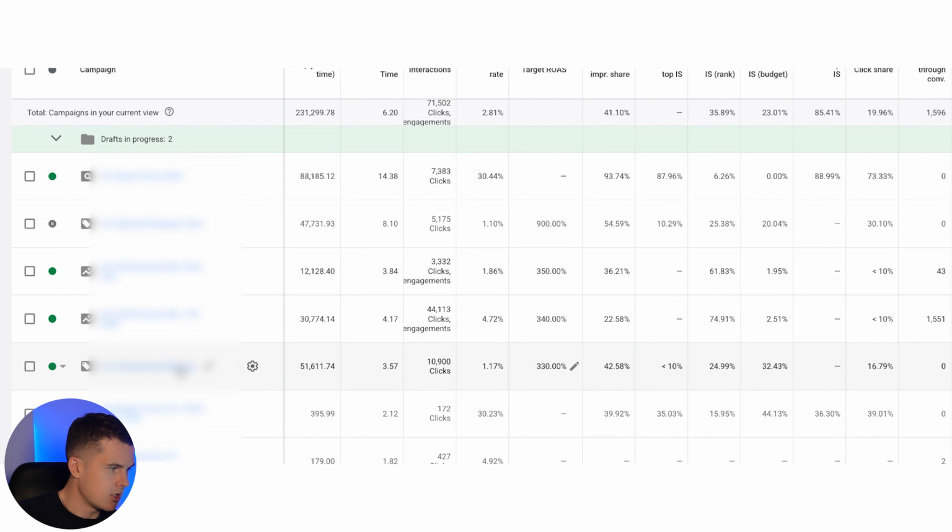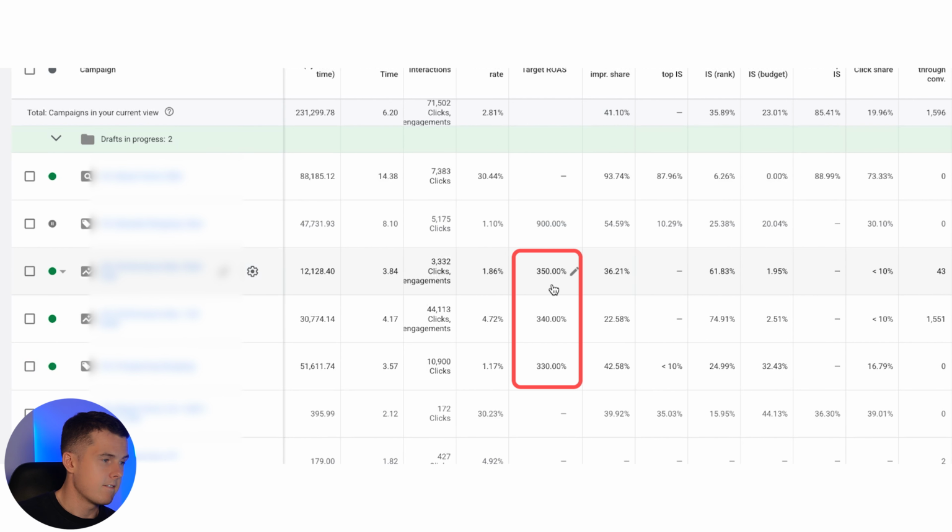So our prospecting shopping campaign inside our negative keywords has our brand negative keyword list. You can see once again that our target ROAS goals here, 350, 340, 330, are far lower than our target ROAS on our branded shopping campaign, which is 900%. Some common pitfalls with this strategy.